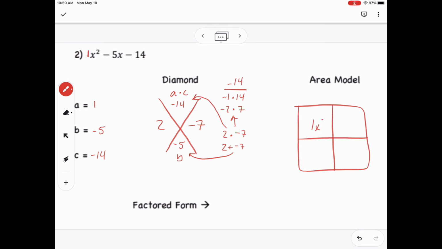Then here I write 1x squared in the top left, -14 in the bottom right, then 2x and -7x in the other ones. On the top, x squared and 2x have a 1x in common. -7x and -14 have a -7 in common. 1x squared and -7x have a 1x in common, and 2x and -14 have a 2 in common. So that would be the factor. For our final answer, we would have 1x plus 2 times 1x minus 7, and that would be our answer.